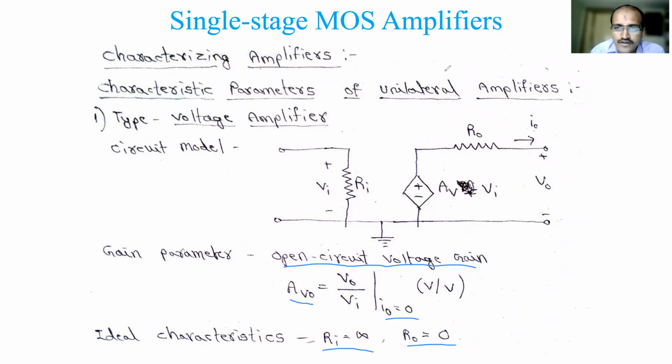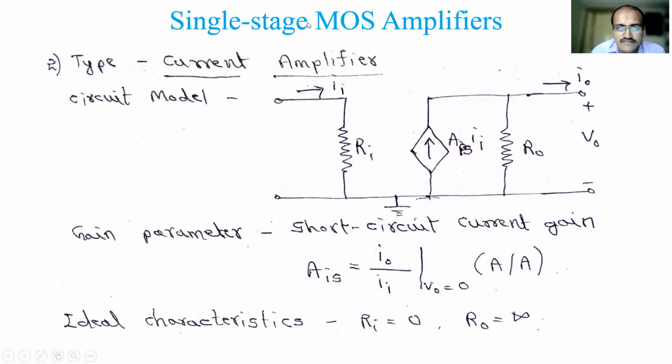The next type of amplifier in unilateral is the current amplifier. The name itself says it has a current gain. This is the model, in the same way: input current II, then input resistance Ri. Then you have the current source here. In the case of the current amplifier, you have a current controlled current source. The gain is called short circuit current gain, AIS, so the source is AIS into II. It depends on the input current. This is a Norton's representation, so since a current source is there, the resistance came in parallel with it. R0 is the output resistance.